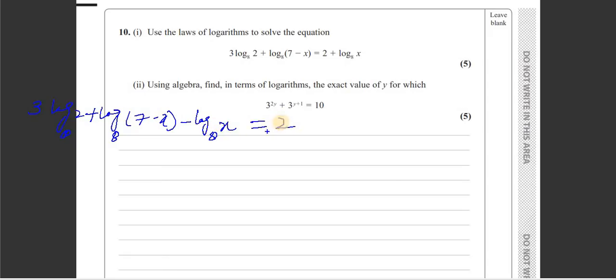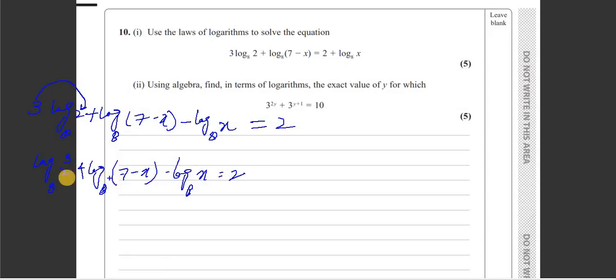equal to 2. And then before applying the laws, this 3 is a coefficient, so I will apply the power rule of logarithm. So this 3 can go back to the power of 2, so this is in fact log base 10 of 2 to the power 3, plus log base 10 of (7 minus x) in the bracket, and minus log base 10 of x equals 2. If you are okay with this step, you can skip these steps, so this is fine.